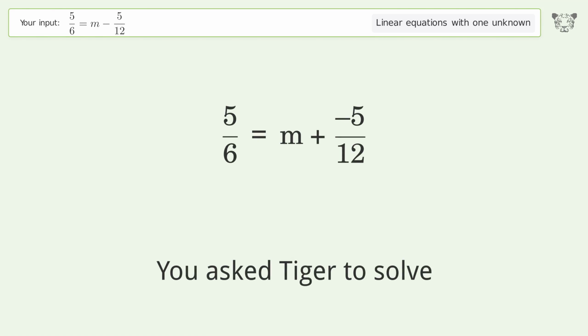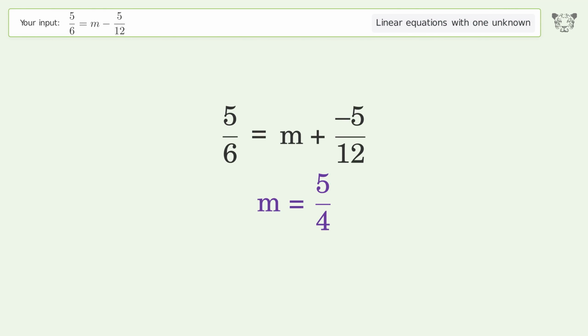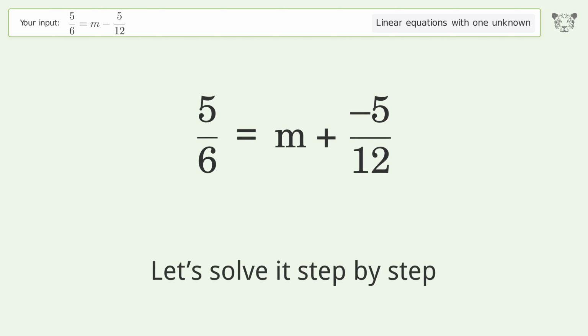You ask Tiger to solve. This deals with linear equations with one unknown. The final result is m equals 5/4. Let's solve it step by step.